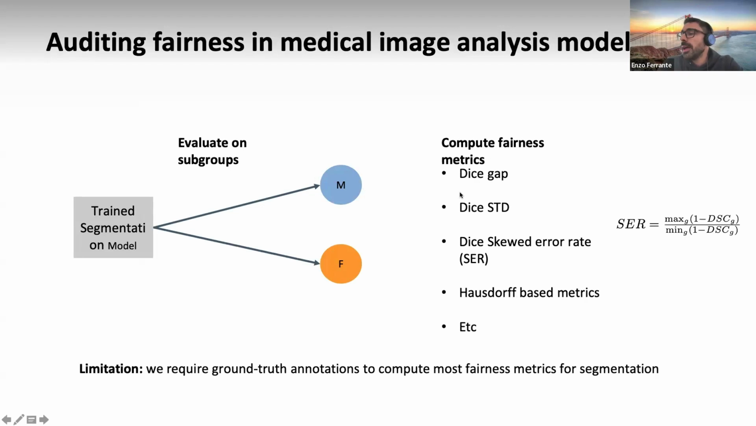Now, we need ground truth to do that. We need ground truth to check, okay, what's the performance on this group? What's the performance on that group? So if I want to analyze fairness in the absence of ground truth, how do I do that? How can I estimate if my model is fair or not without having any kind of ground truth in that population?